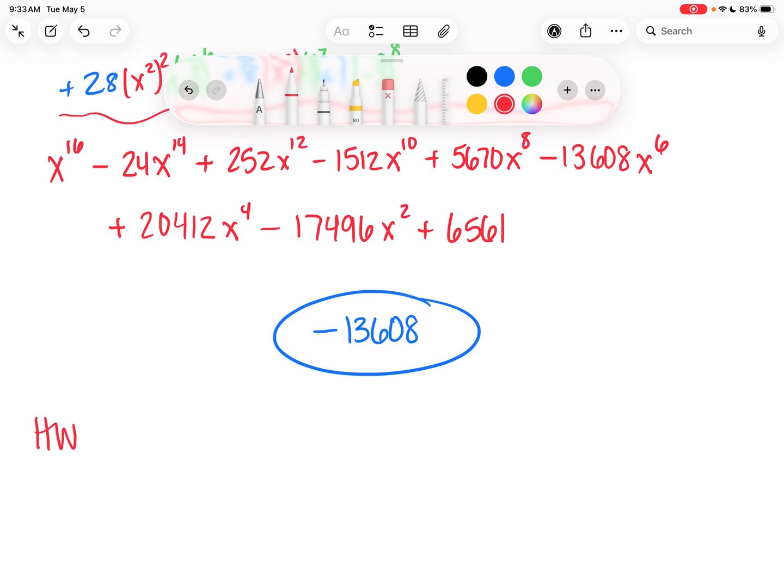So homework, we've got 5, 9. Those are just the nCr on your calculator. 21 you're going to do with the calculator. We're on chapter 10, then 10.2. 25 we're going to use the triangle. And then 27, I'm going to let you choose. You can use either method. 5, 9, 21, 25, and 27.